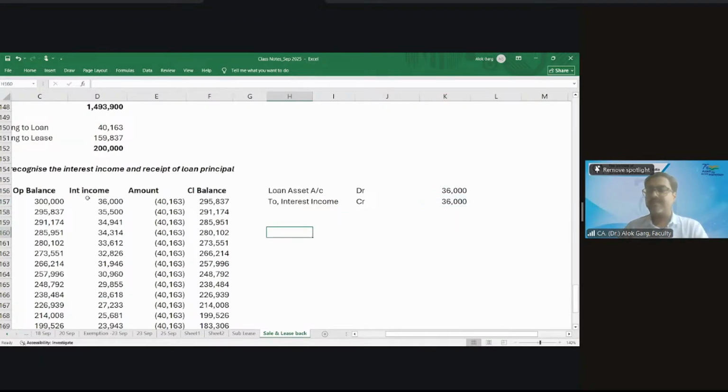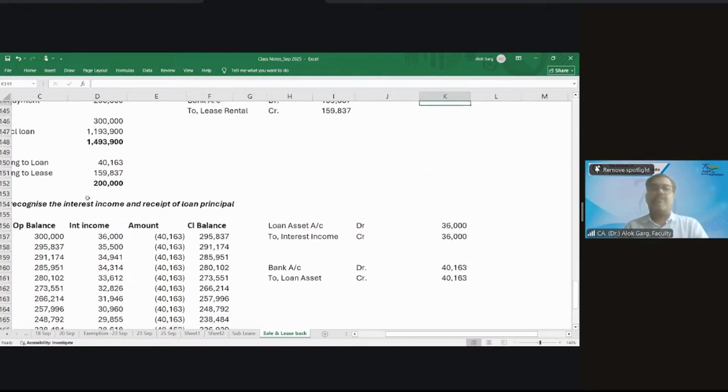The next entry is bank account debit to loan asset account credit. By what amount? By EMI, by the payment 40163, right?